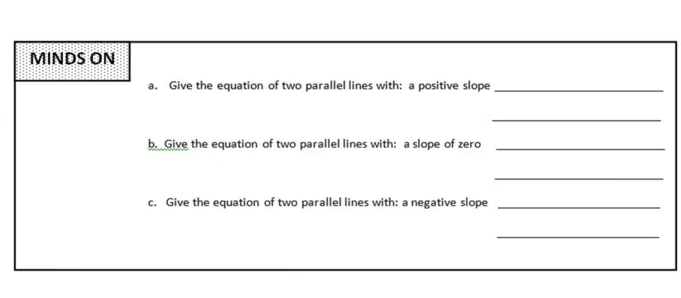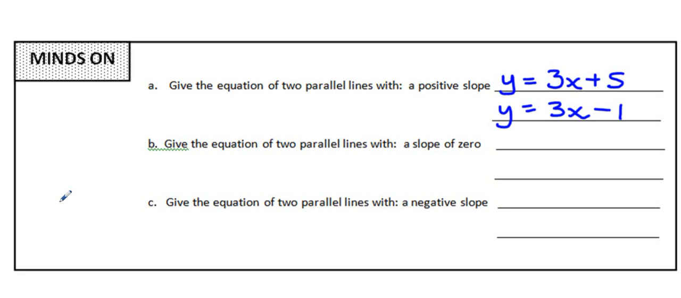So here's the minds on. It says, give the equation of two parallel lines with a positive slope. Well, a positive slope just means that your number is positive in front of the x. So we could give something like y equals, let's say 3x plus 5. And if I wanted to give the equation of another line that's parallel to that, then it has to have the 3x part, and the number at the end is the y-intercept, and it can be any number other than plus 5. So I'm picking minus 1.